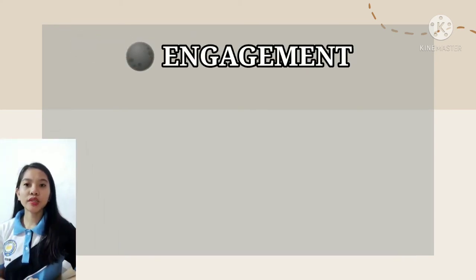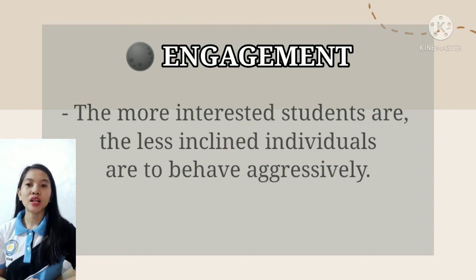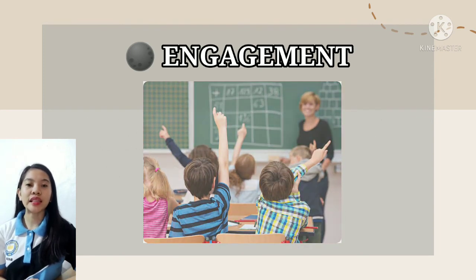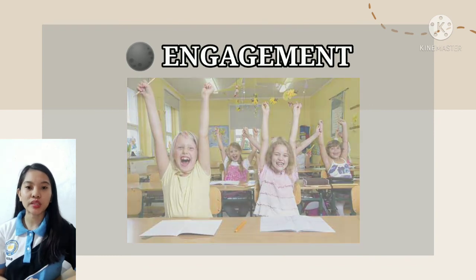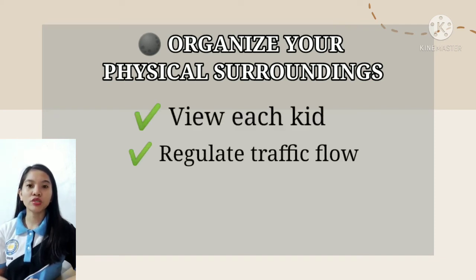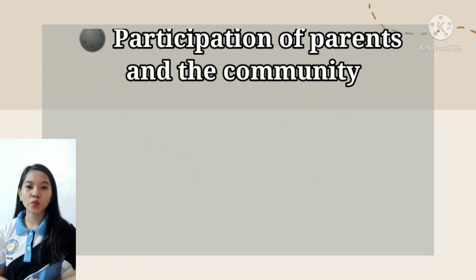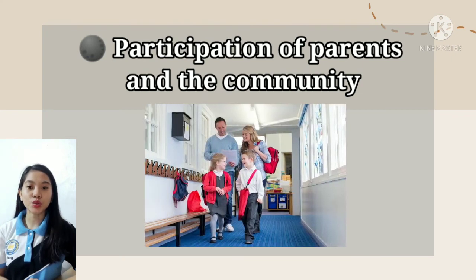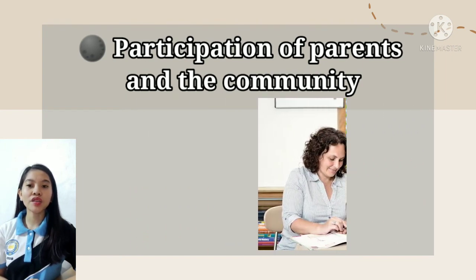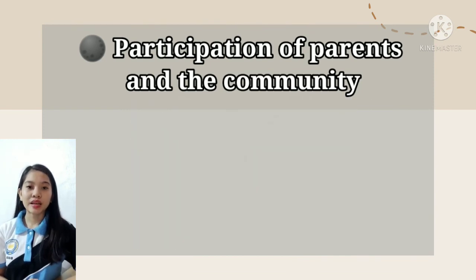Engagement. Children participate in their learning, and the more interested students are, the less inclined they are to behave aggressively. Learners will focus on learning and spend less time disobeying if they are given a chance to participate. Organize your physical surroundings. Teachers should be able to view each kid, regulate traffic flow during transitions, and organize desks effectively. Participation of parents in the community. Scheduling phone conversations home, interacting with guardians, and other types of public participation can all help in improving a pupil's conduct.